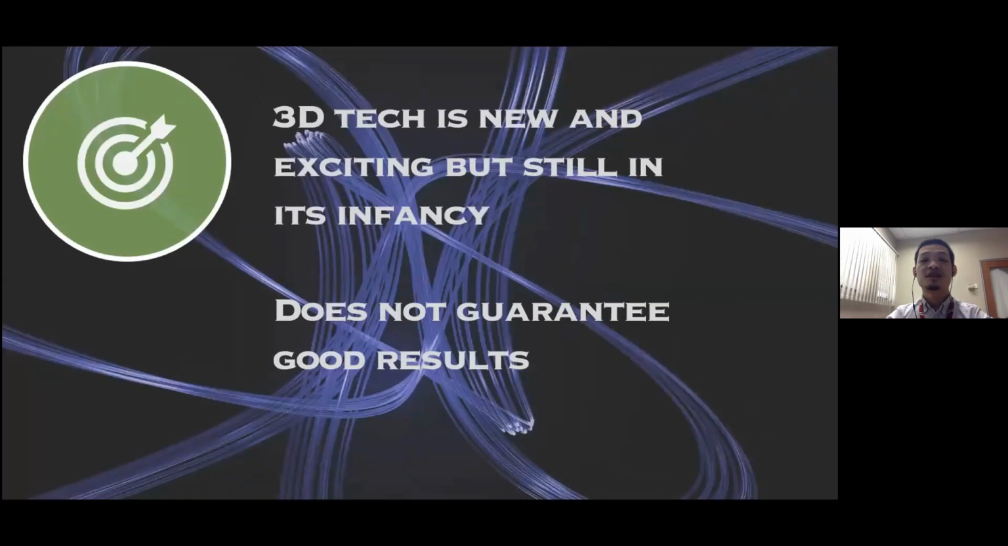So this is my second last slide. So 3D technology is new and exciting, but still in its infancy. So the indications are still quite narrow. Now we focus more on complicated cases. It does not guarantee good results. So even if you print, sometimes you still need to do a bit of troubleshooting. And you need to be there for the planning.